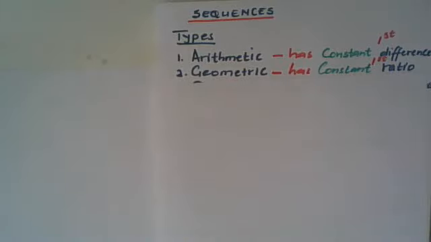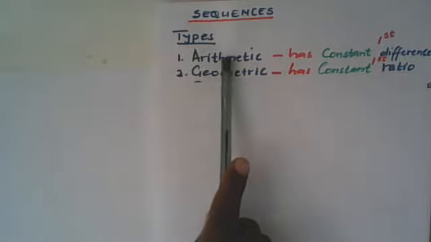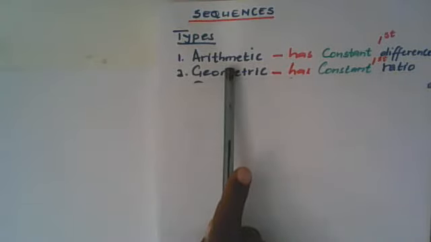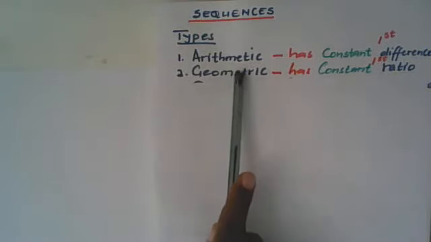That is in geometric. But in arithmetic, we deal with the difference. What is the difference? The difference is an answer that you get when you subtract. Now, subtraction goes hand in glove with addition. So in order to get the successive term, you have to add the constant difference to the previous term. That is how we differentiate the arithmetic from the geometric. So guys, that is the difference.